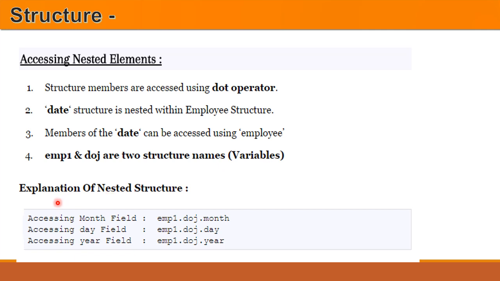If you have to access these elements, let's say accessing the month field in employee, then we can access it using the dot operator, like emp1.doj.month. As month is a member of doj and doj is a member of emp1, in this way, using the dot operator, we can access the month field. In the same way, we can access the day and year fields.